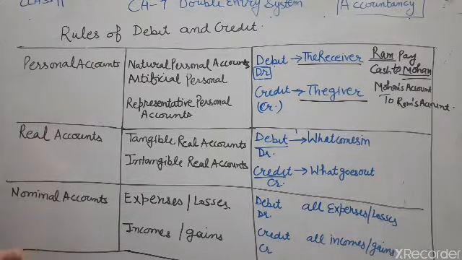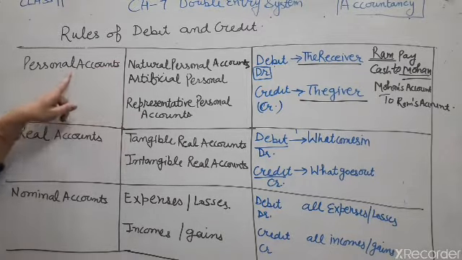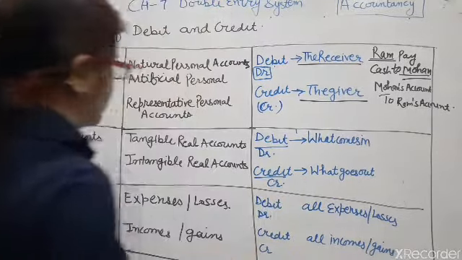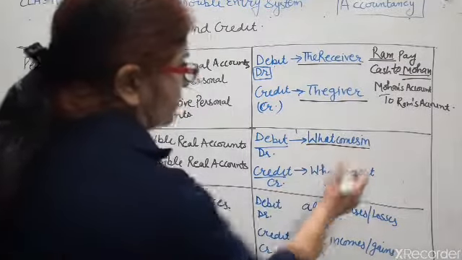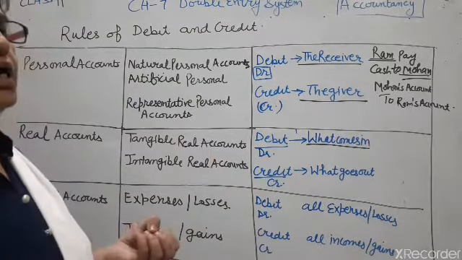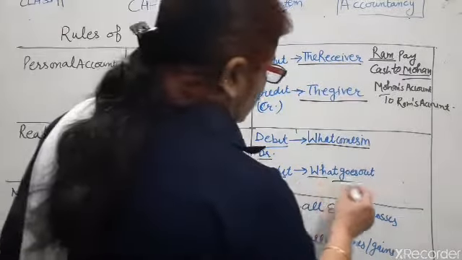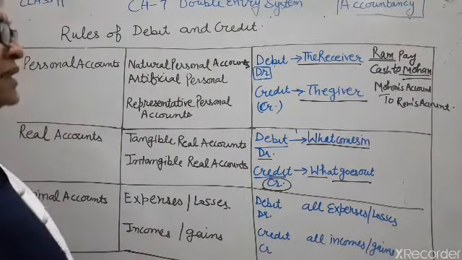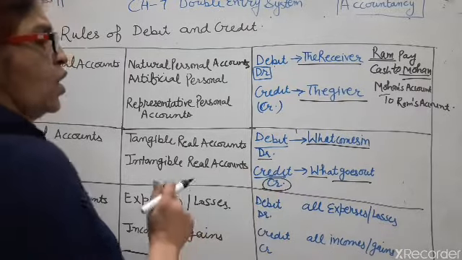Next is real accounts, and this rule is followed for natural, artificial and representative accounts. The rule is one for personal accounts, the same. One rule for real accounts. The rule for real account is debit what comes in, that means whatever comes inside our business is debited. And credit what goes out, which items, which assets go out from our business, from our organization, are credited. Debit what comes in and credit what goes out.